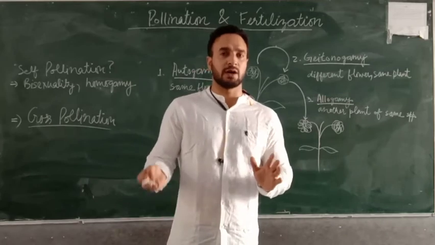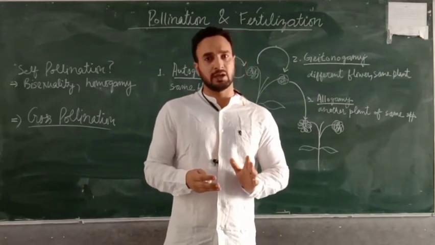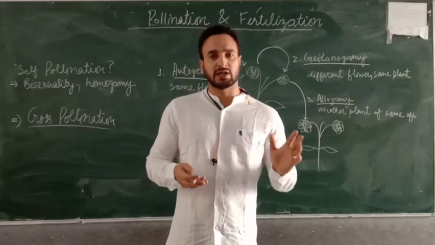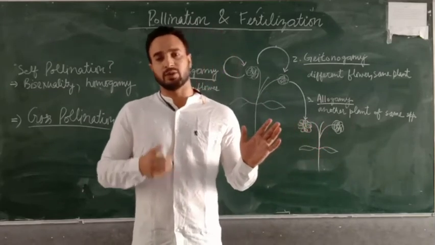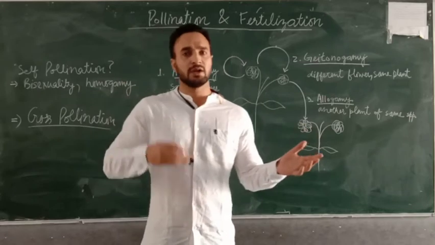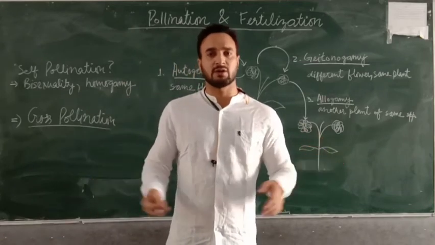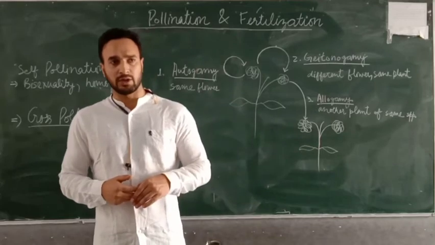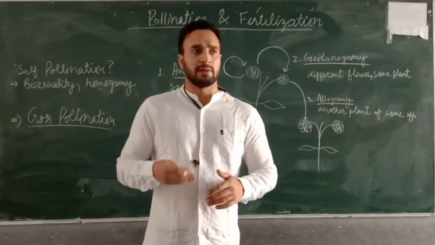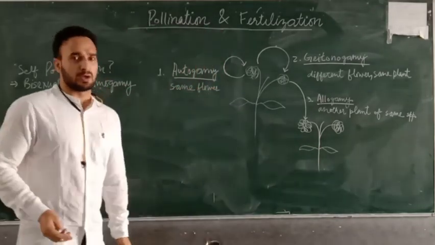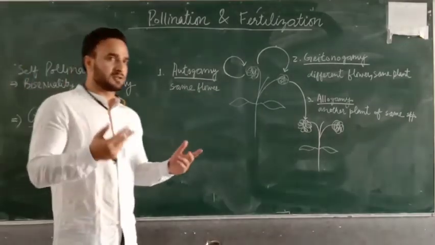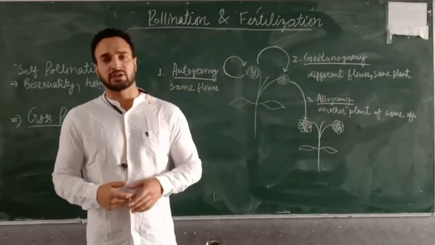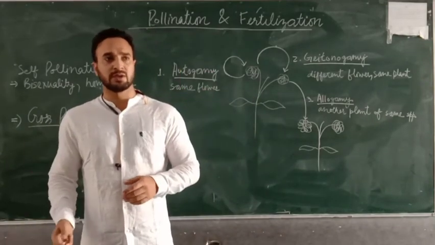So the transfer of male gametes or pollen grains from the anther to the stigma of a flower is called pollination. Well, now we have the different kinds of pollination. There are many, but the basic two kinds of pollination are self-pollination and cross-pollination.